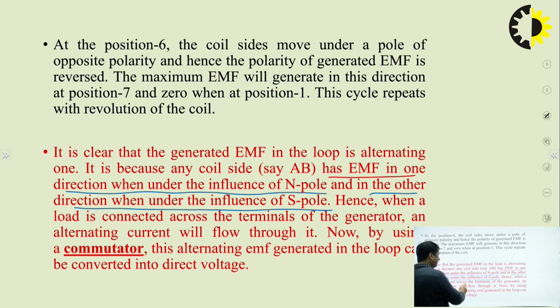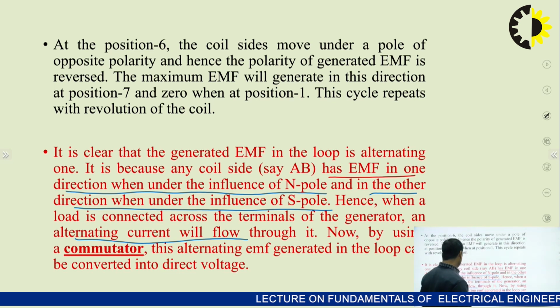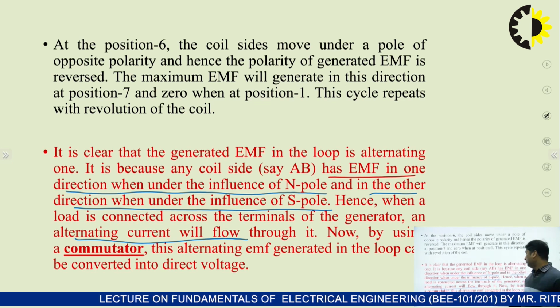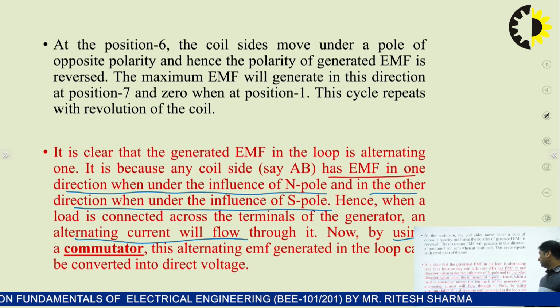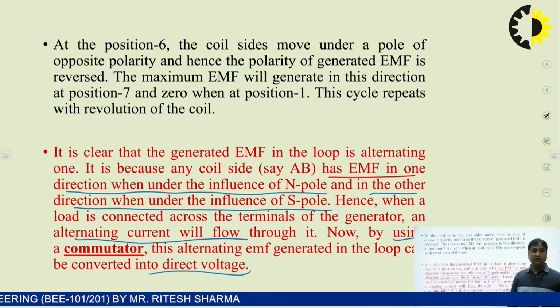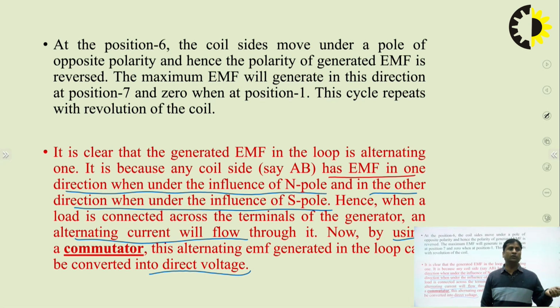When the load is connected across the terminals of the generator, an alternating current will flow. When the voltage is induced and we connect the load, it will be alternating. Okay, but our requirement is a DC. So with the help of a commutator, this alternating EMF generated in the loop can be converted into the direct voltage, that is a DC voltage. So the function of the commutator is to convert the AC voltage into the DC.